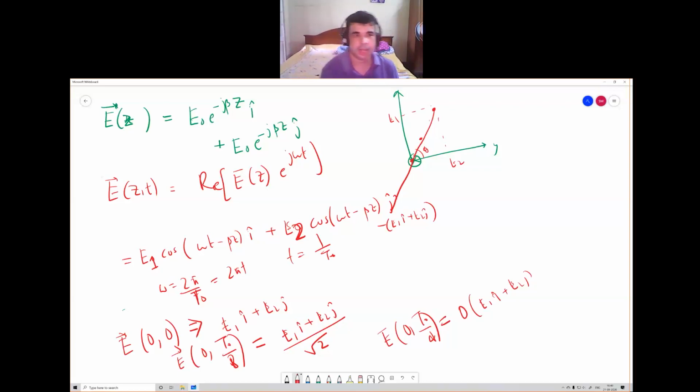Had this been minus of this j, it would still have been a linearly polarized wave, no problem. Do you agree with this or not? Still linearly polarized, because the tip of the E field makes a line as t passes. So this is an example of linear polarization. Is it okay or not?